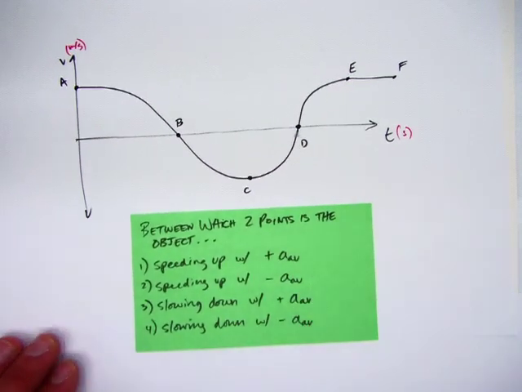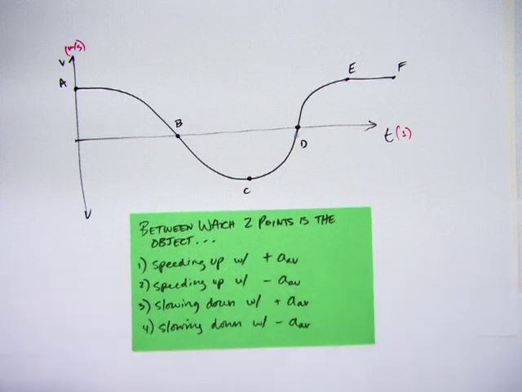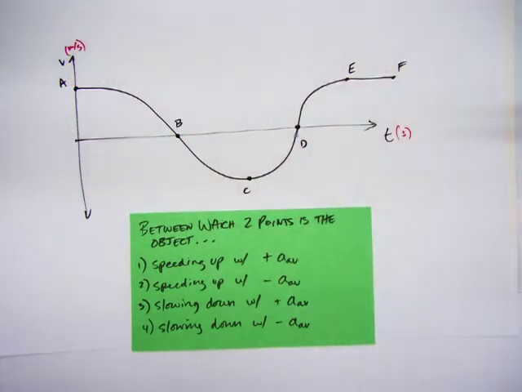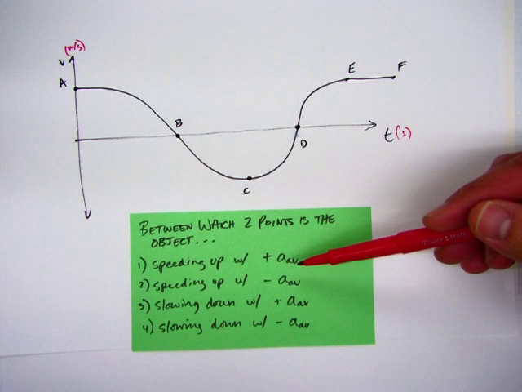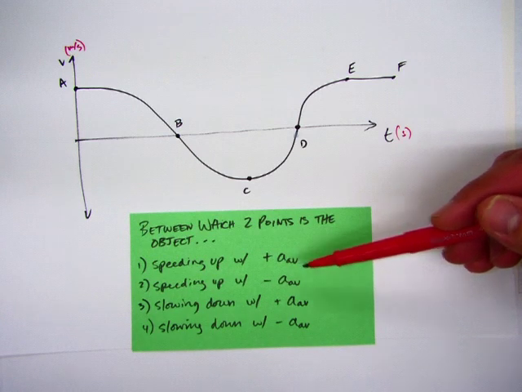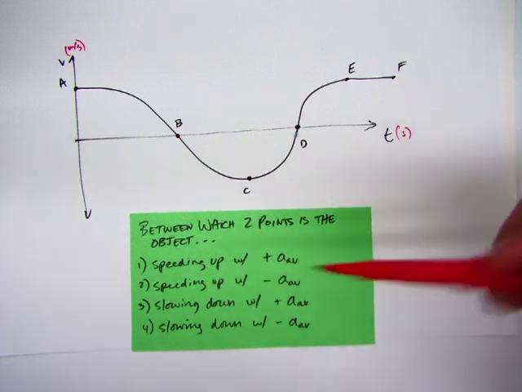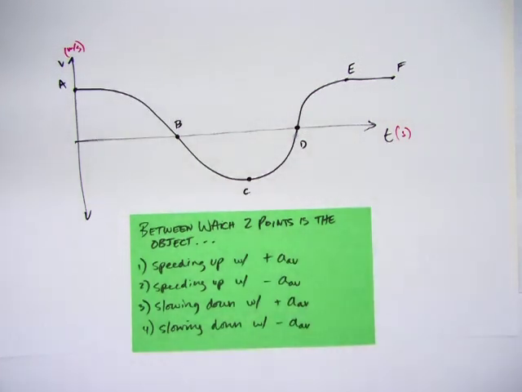First, I want you to find 4 different intervals on the graph, let's call them. So between any 2 points, so we have points A, B, C, D, E, and F on the graph, I want you, one, to find a section of the graph where you're speeding up with a positive average acceleration, where you're speeding up with a negative average acceleration, when you're slowing down with a positive average acceleration, and when you're slowing down with a negative average acceleration. So go ahead and pause the video, solve those out.